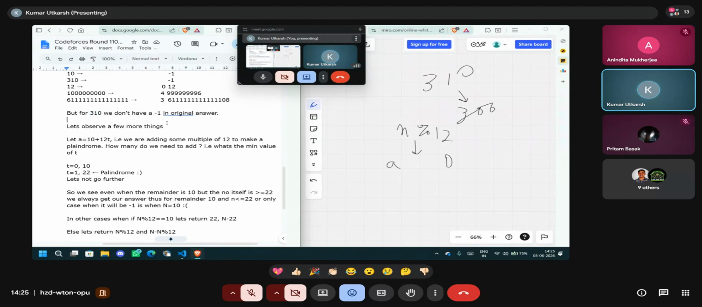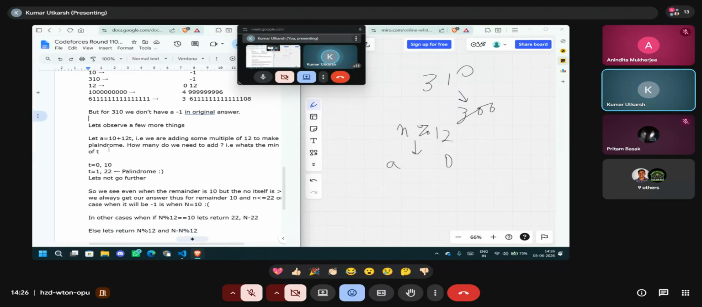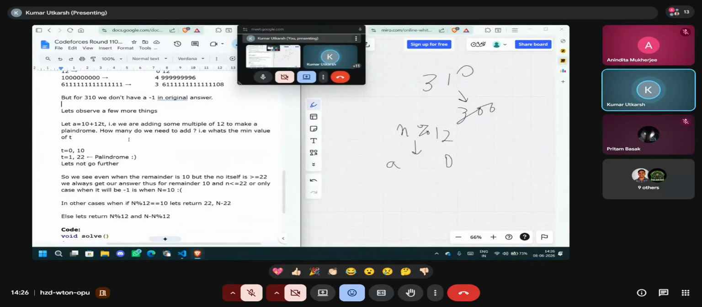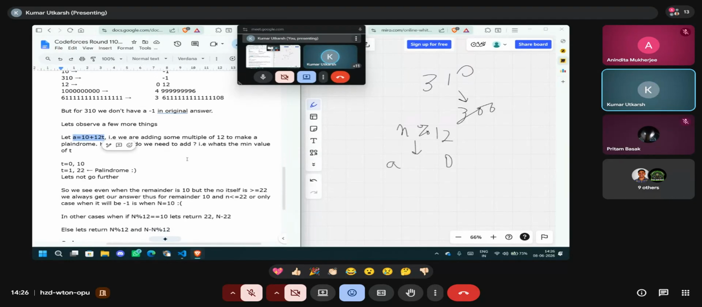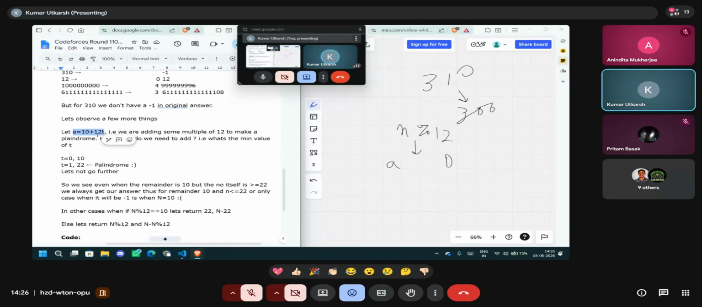So in the sample test case, we need to think. Let A be 10 for only 10th. When the remainder is 10, we are missing the test case, right? So let us think more on our intuition. Let A be equal to 10 plus 12t. Let t be the smallest integer value that we add to A, a multiple of 12, so that A becomes a palindrome.